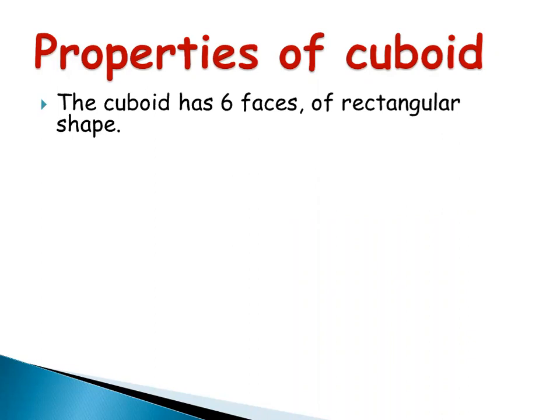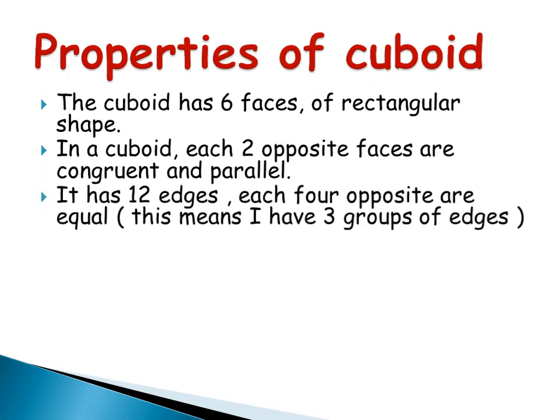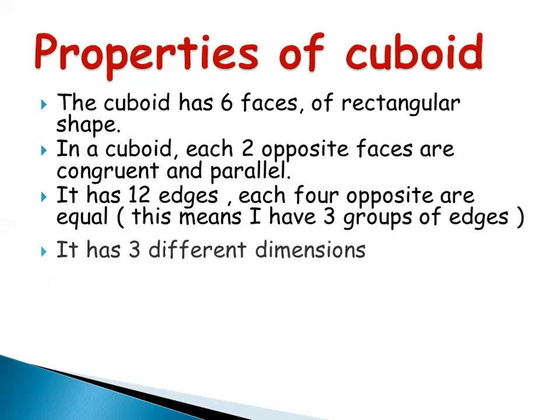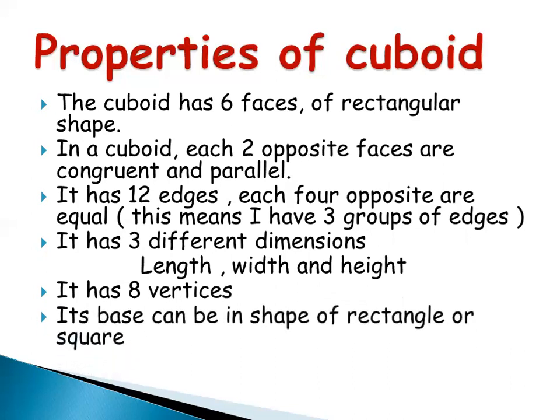Cuboid has 6 faces of rectangular shape. In a cuboid, each two opposite faces are congruent and parallel. This means that each two opposite faces are equal in area. It has 12 edges. Each 4 opposite are equal. This means I have three groups of edges. These 3 groups are defined as length, width, and height, and they are not equal. The cuboid also has 8 vertices, and its base can be in shape of rectangle or square.